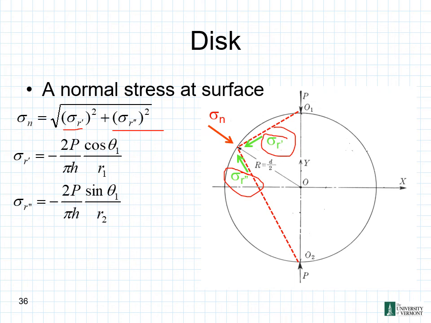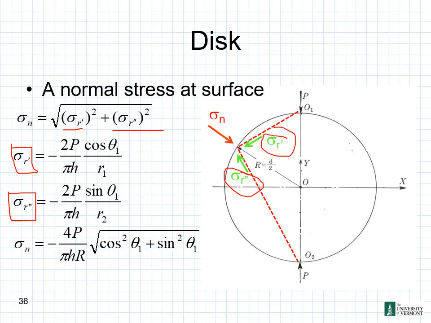Right triangle, a squared plus b squared equals c squared, so we can do that right out there. We can locate this by the square root of the sum of the squares to get our sigma sub n. Again, our equations for sigma r prime and sigma r double prime are given by these relationships here. Plugging those into the above equation for the sigma sub n term, we can simplify that down, reduce it, and we end up with this relationship for sigma sub n.